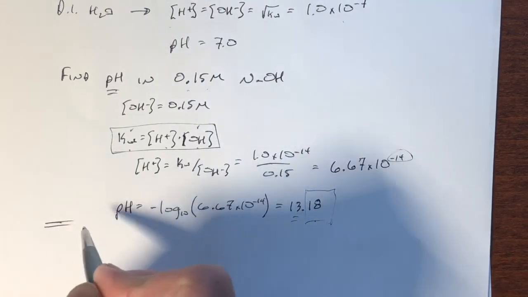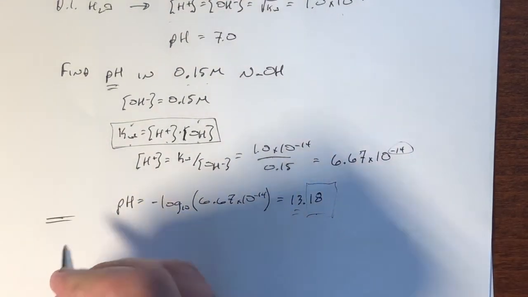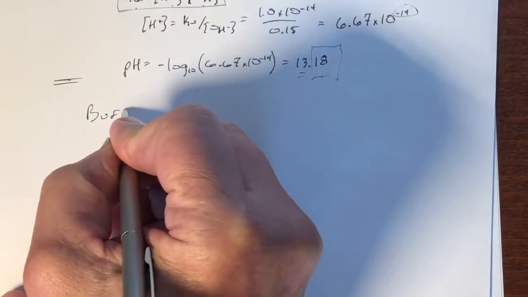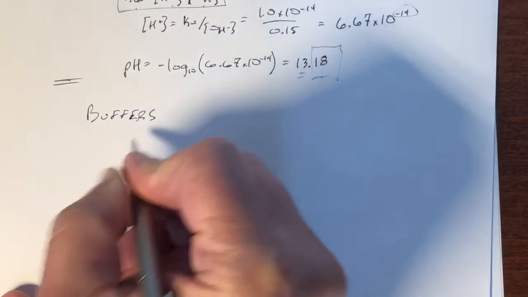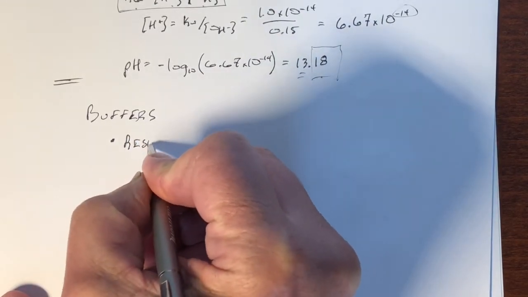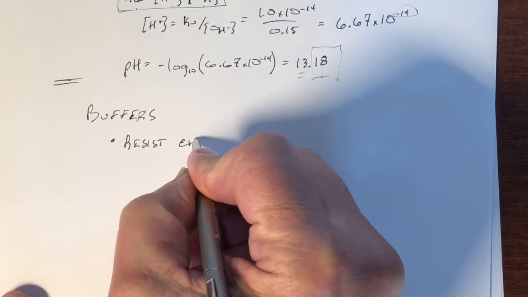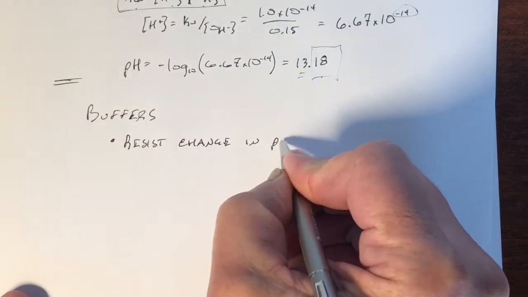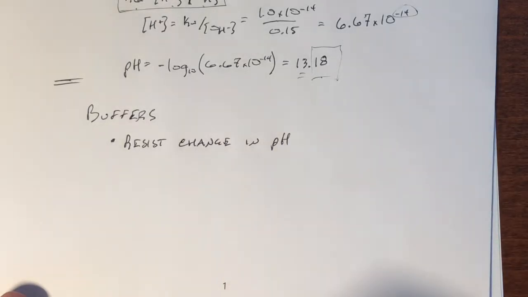All right. Lastly, buffers. All right, 2 things about buffers. 1, they resist change in pH. And what that means is if I have a buffered solution and I add a small amount of acid or base to it, the pH doesn't change very much.